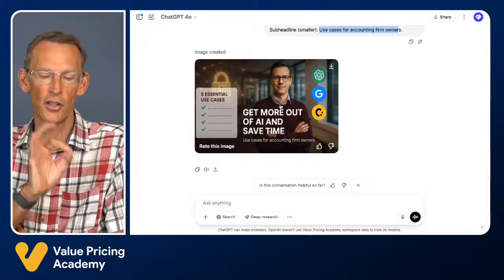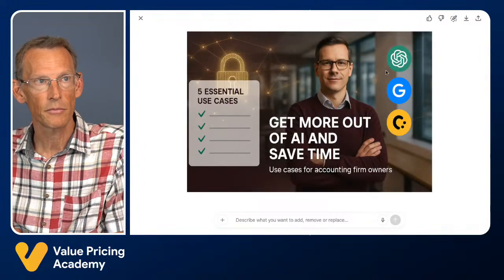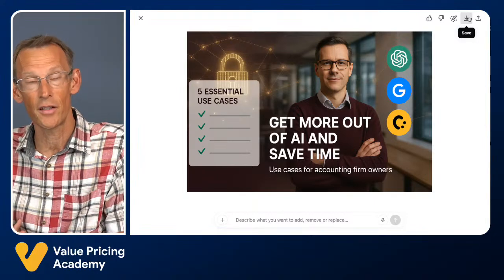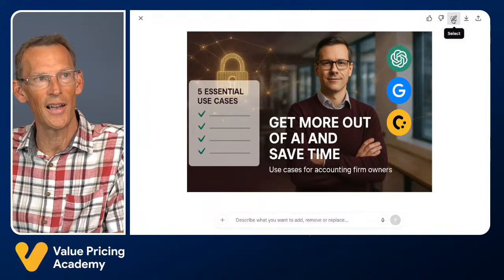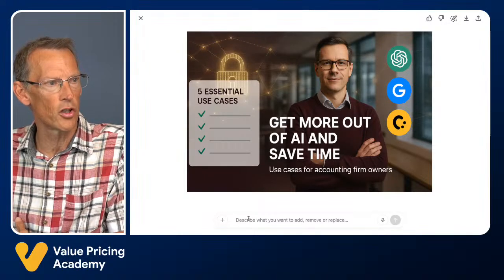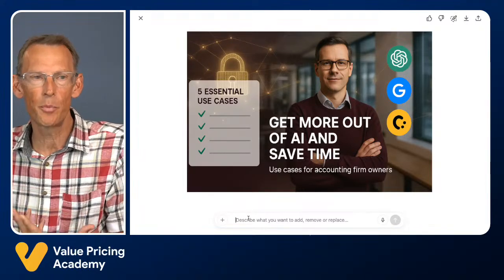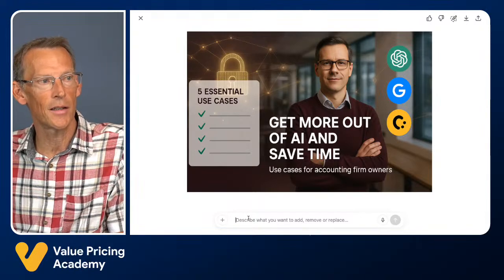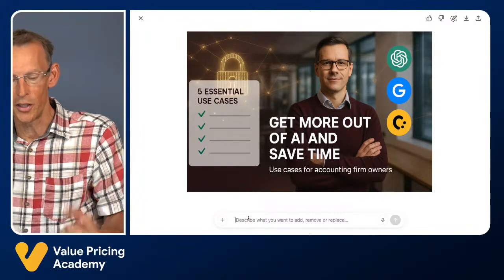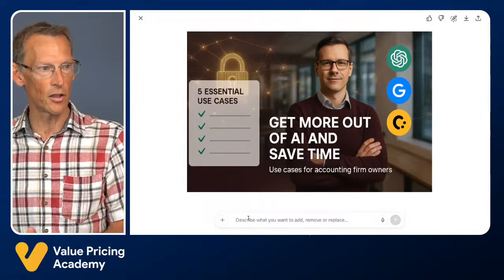But even more precisely, if you click on the image itself, as well as being able to save it and download the image, you will notice that you've got a little select icon. And also at the bottom, you've got a little prompt where it says describe what you want to add, remove, or replace. So at this point, you can specify what you want it to change, and it knows it's referring specifically to that image. So this is more reliable than starting another prompt later on.